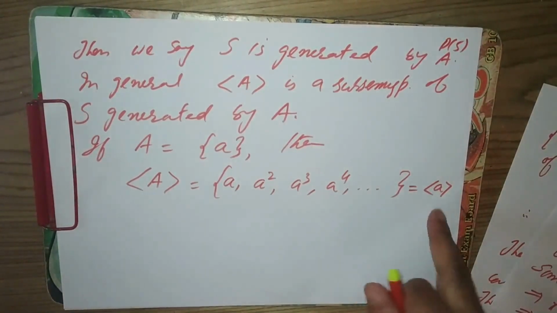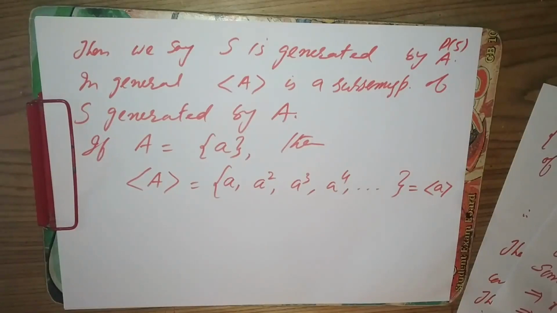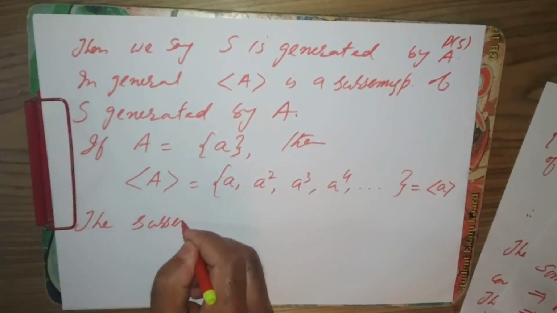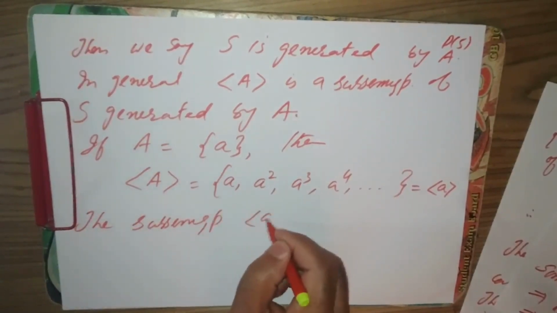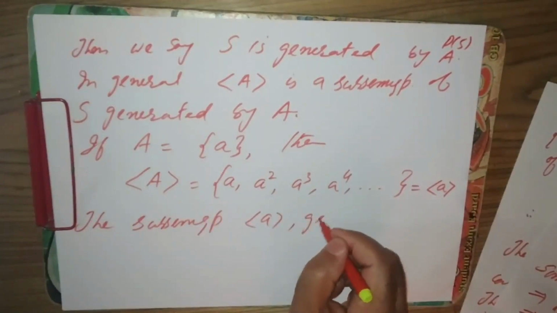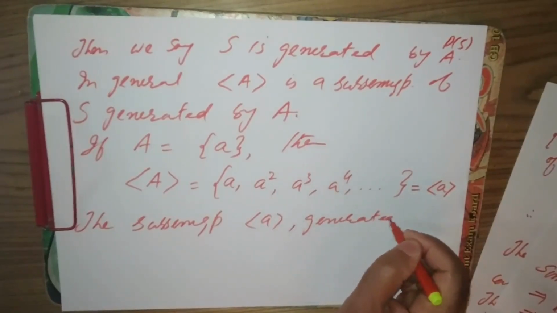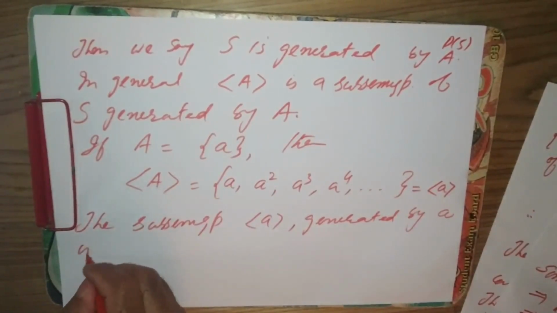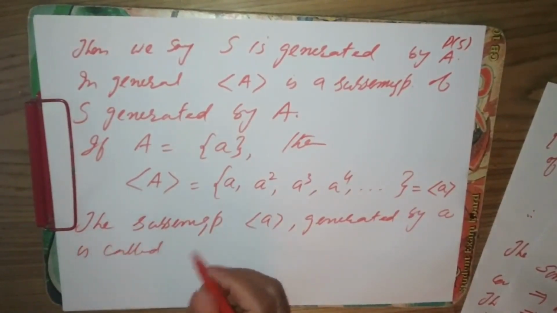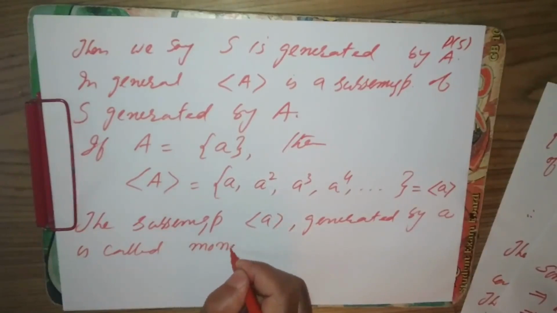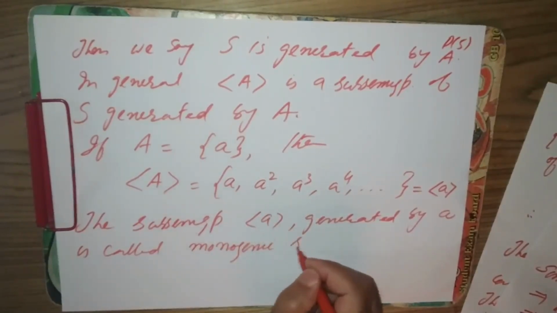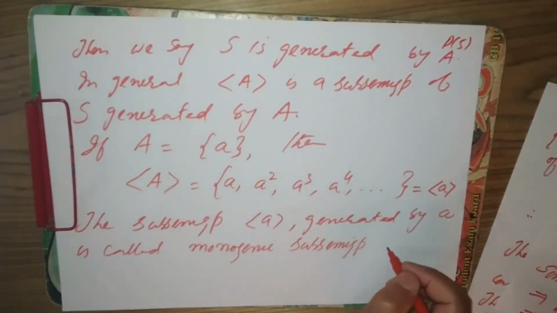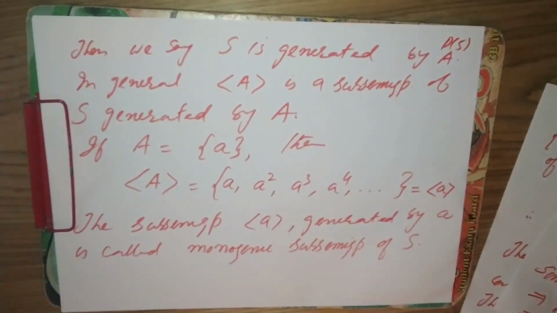This subsemigroup generated by a singleton set A is called the monogenic subsemigroup of S.